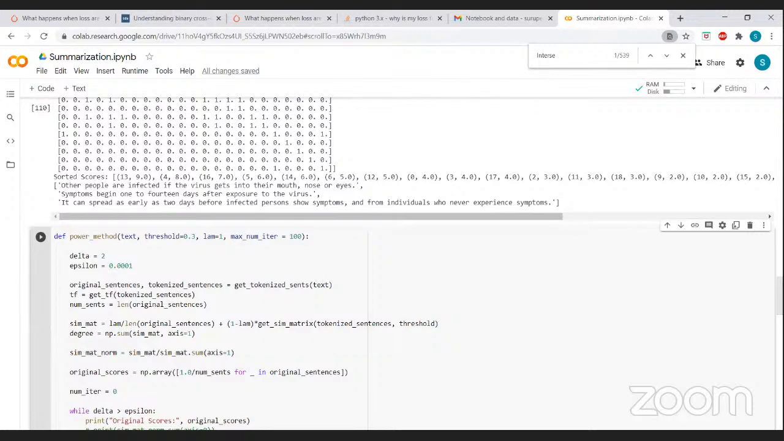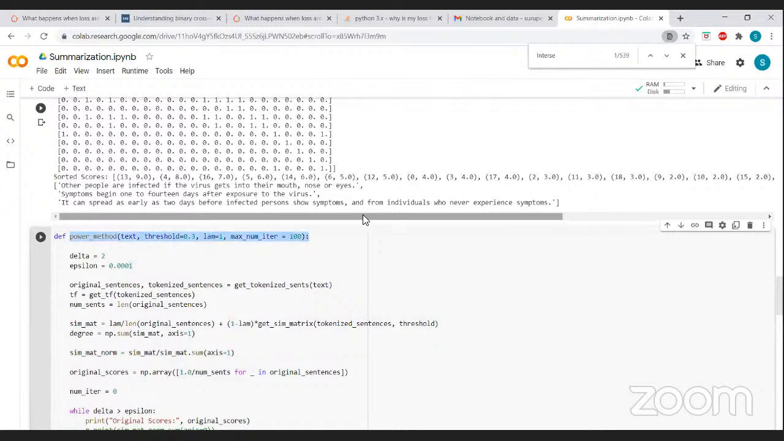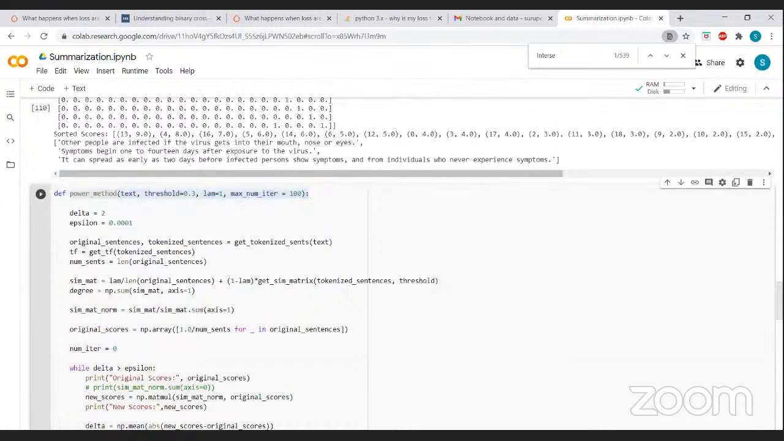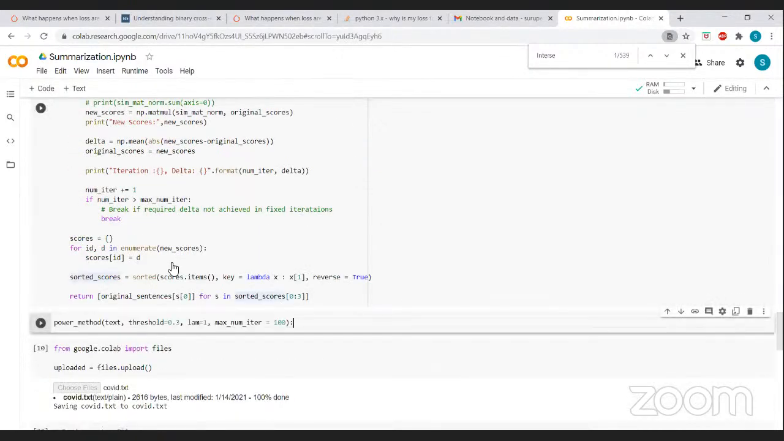But I suggest that you play around with the lambda value. Set it from maybe 0.01 to 0.1 and so on. And see two things: number of iterations and how different the final output is. The final output shouldn't be very different. For very low lambda, you will take more iterations, but you will still reach the same output.